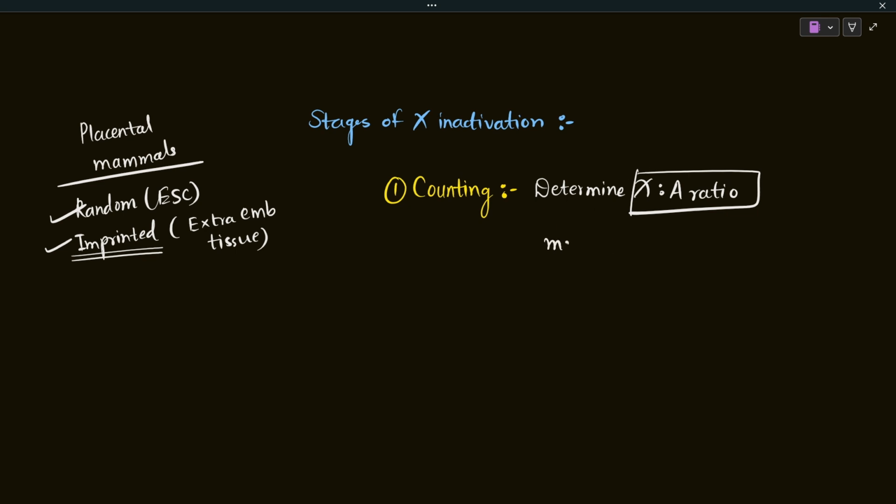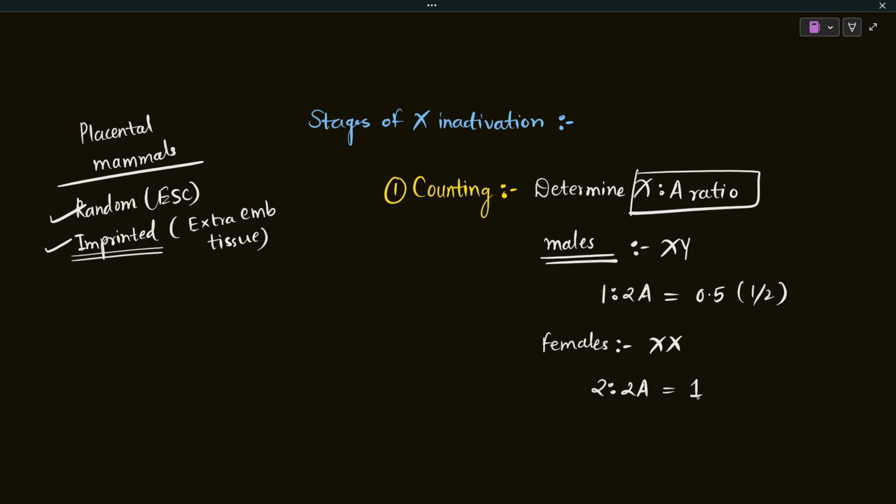For example, males have one X chromosome and a Y chromosome. So they have one X chromosome on a diploid set of autosomes, and the ratio would be 0.5, the half. In females, they have two X chromosomes on a diploid set of autosomes, so the ratio would be 1. So in the counting, first you determine the X chromosome to autosome ratio, because the determination of this ratio is going to tell us whether we need X chromosome inactivation or not.